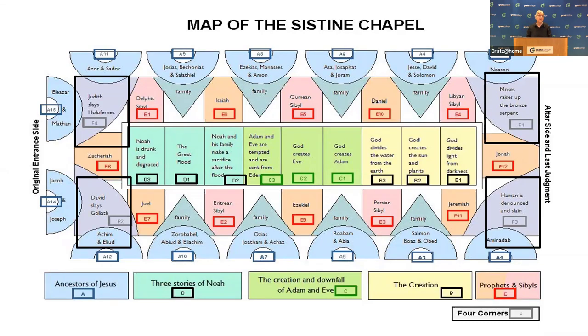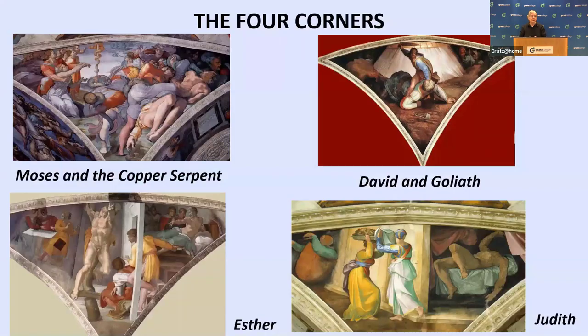Michelangelo also has four additional biblical images that he has in the four corners, and these are all in black squares on the map, and we're going to look briefly at those. These are each in those corners. Each one of these stories details an occasion when Jewish survival was threatened and Jews were able to overcome those threats. And you'll notice there are two males that are the heroes and two females that are the heroes.